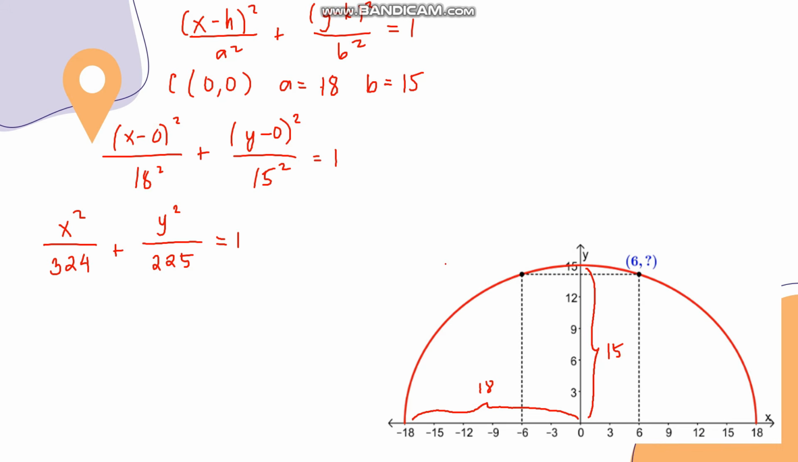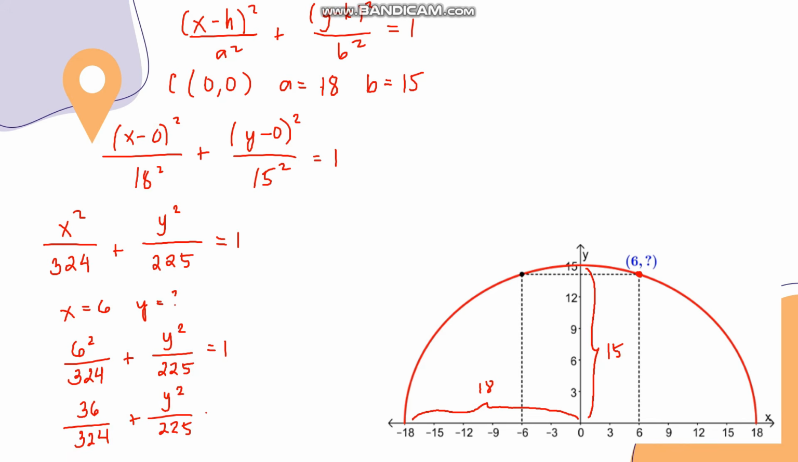Now we have to identify the value of y given that x is 6. Again, this point is part of the ellipse, so we can use this equation to identify the value of y. So x is 6, and we have to know the value of y. Let's substitute: 6 squared over 324 plus y squared over 225 equals 1. 6 squared is 36, so 36 over 324 plus y squared over 225 equals 1.